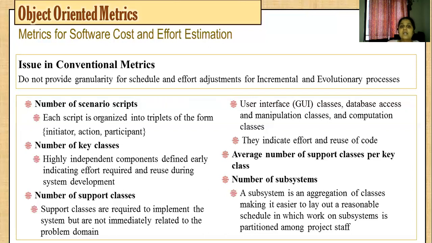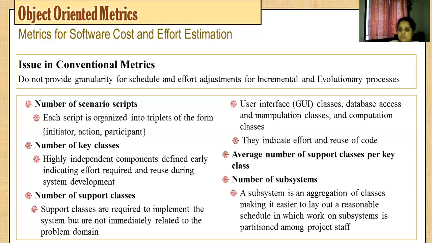They will also indicate how much effort you will have to put in and how much of code could be reused. Okay, now you are also finding out how many average number of support classes per key class you have. So in client management, you had one support class, that is country. You may have more than one in other cases. So you will find out that number of classes and you could give a rough estimation of how much effort you will need to put in and how much code could be reused.